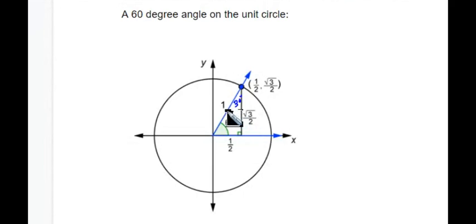Just like before, my hypotenuse is still a 1. So if I want to go from the hypotenuse to the short side, I divide by 2. That gives me 1/2. To get from the side across from the 30, I'll multiply by square root of 3, and that gives me square root of 3 over 2. So this time, my x value is 1/2, my y is square root of 3 over 2, which means my cosine is 1/2, and my sine is square root of 3 over 2.